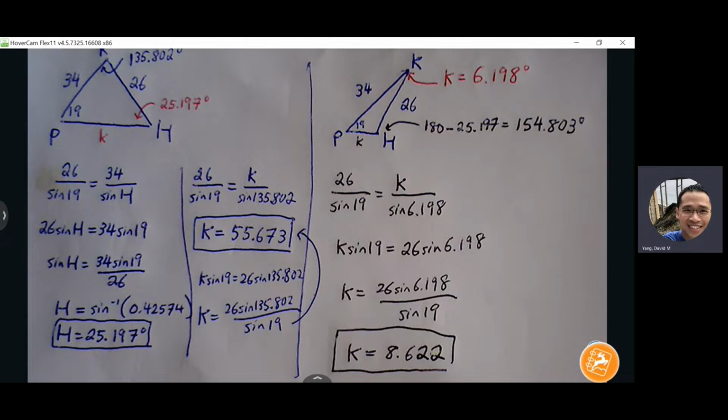This angle P is set in stone, right? That's given to us, so we can't change that. It's the angle H that's going to change, but once we find angle H, because we know that it's going to be supplementary, once you have two angles of a triangle, you can subtract from 180 to find that last missing angle. And for the last missing piece, K, you can use law of sines.